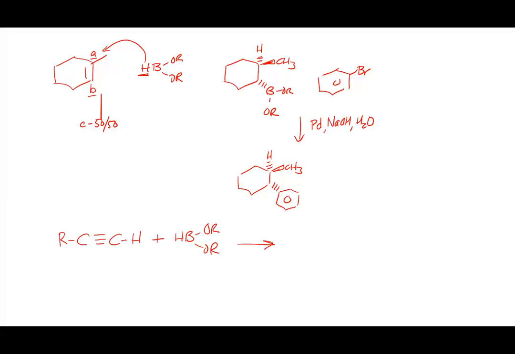If I started with an alkyne and I reacted that with the boronic ester, what would I end up with? What goes where? The H and the boron go where? Here and here? No. Here? Yeah. H. And then down here, H and R. So again, I'm going to add the hydrogen and the boron cis, and I'm going to add them anti-Markovnikov.